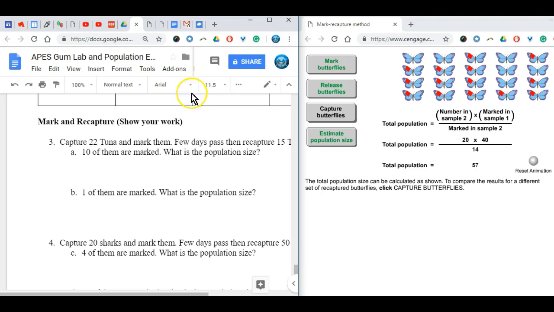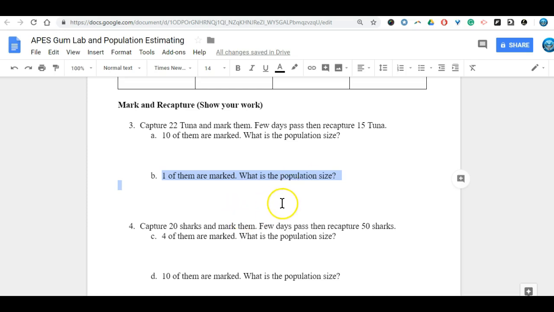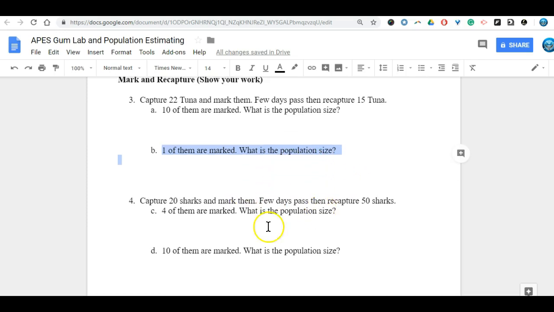Finally, right here, this is where I'm going to need you to show your work. Same thing. You capture 20 tuna. You mark them. You let a few days pass. You recapture 50 of them, or 15 of them. If 10 of them were marked, what's the population size? Let's just say you go out and do another count. This time, 1 of them is marked. What's the population size?